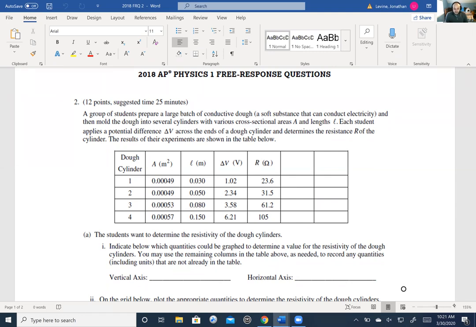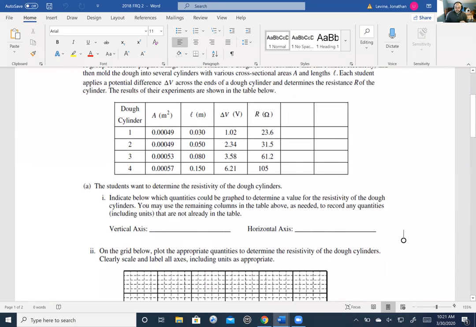But that's okay. It says a group of students prepare a large batch of conductive dough, a soft substance that can conduct electricity, and then mold the dough into several cylinders with various cross-sectional areas A and lengths L. Each student applies a potential difference, delta V, across the ends of the cylinder and determines the resistance R of the cylinder. The results of their experiments are shown in the table below. It says the students want to determine the resistivity of the dough cylinders. I'm actually going to stop right there.